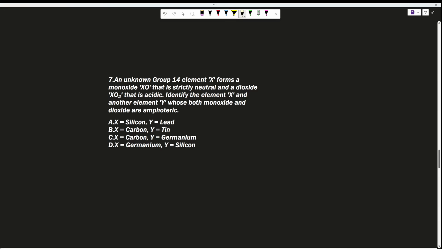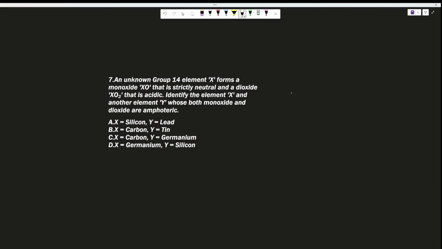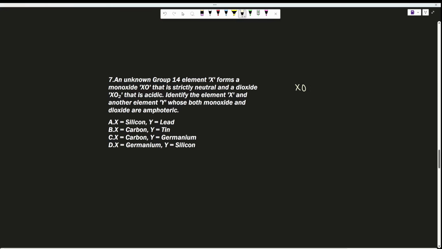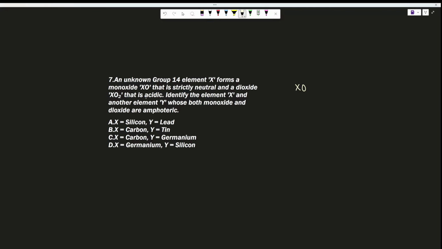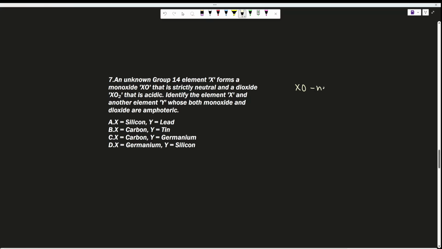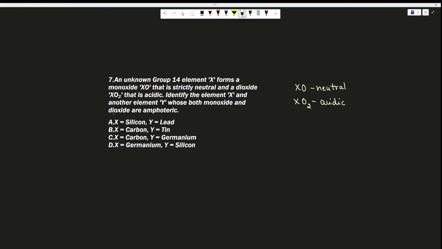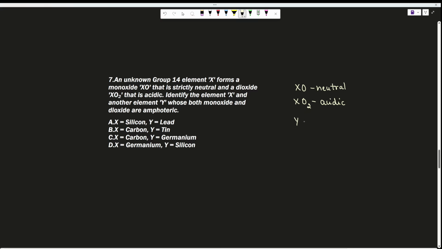An unknown group 14 element X forms a monoxide XO, okay, that is strictly neutral, and a dioxide XO2 that is acidic. This is neutral, and when you take XO2, that is actually acidic. Identify the element X and another element Y whose both monoxide and dioxide are amphoteric. Y, if you take, both YO and YO2 are amphoteric.